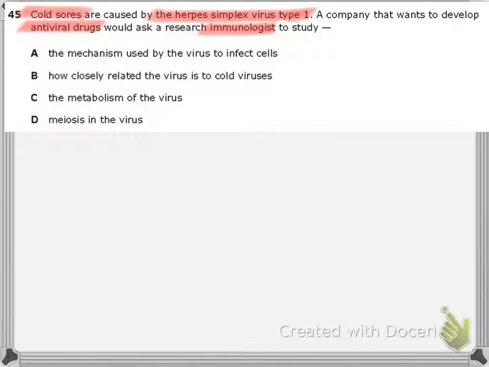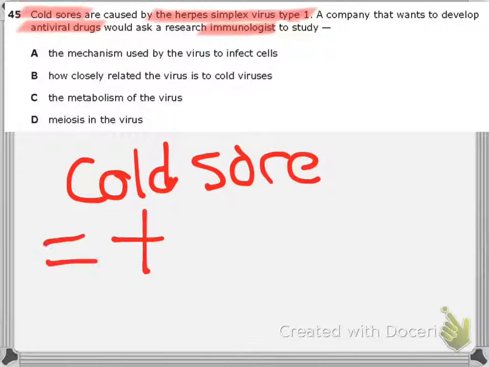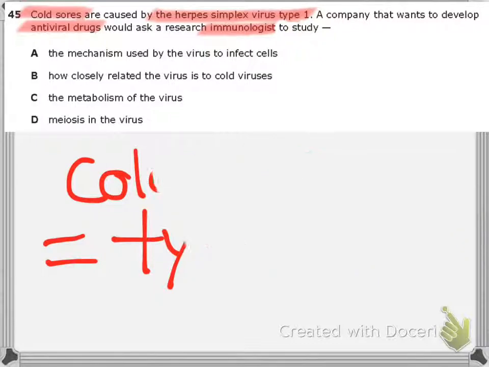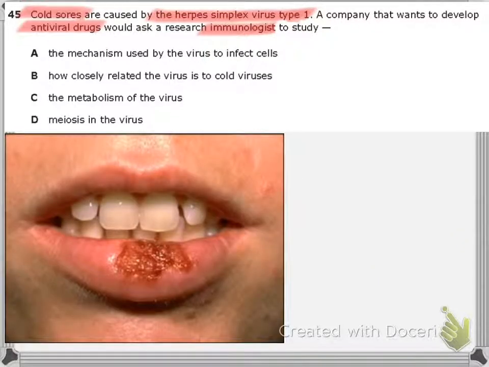First off, what are cold sores? Cold sores are a type of herpes. So there's your revelation, right? If anybody gets a cold sore, that is actually a relative of herpes. So what do they look like? Bam, that's what they look like. Usually it's on the lip. Is it a type of herpes? Yes, we talked about that.